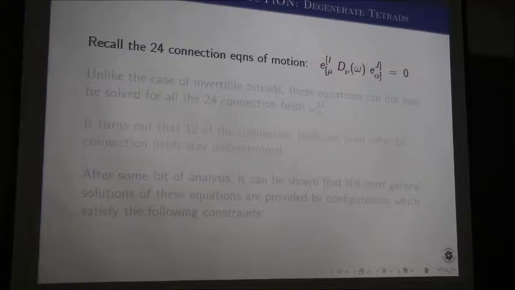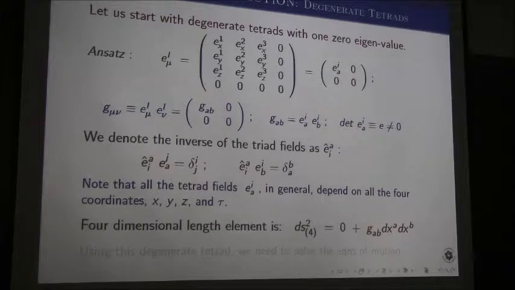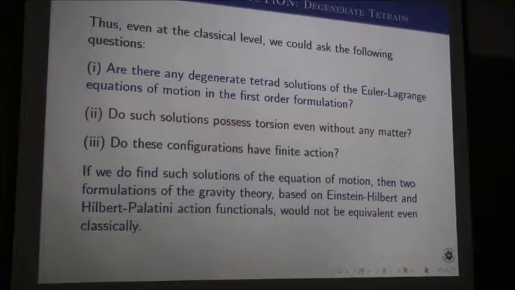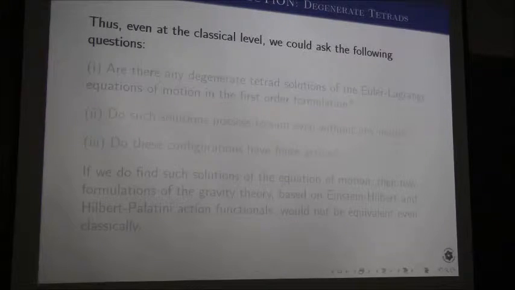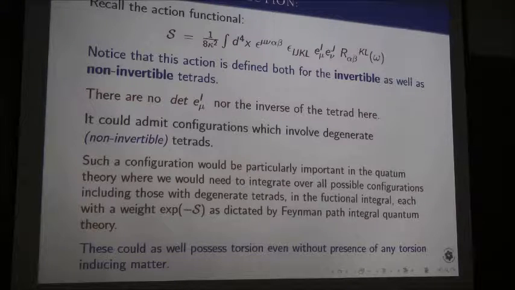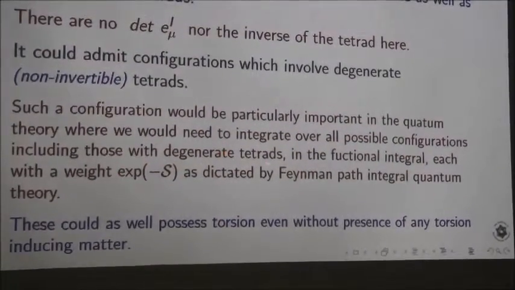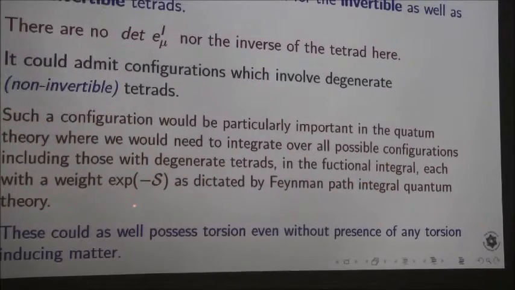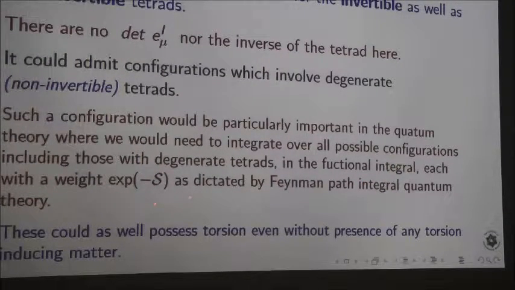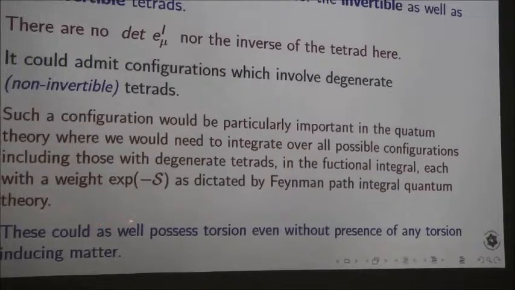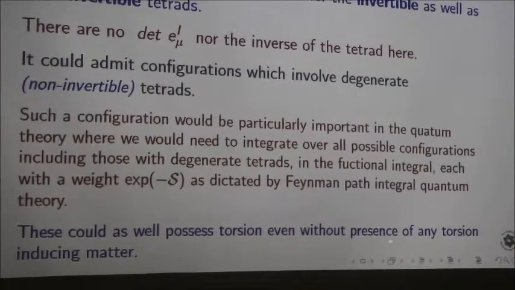So we were here, we have already gone ahead. Let me go back, where I was making a point that in quantum theory such configurations would be particularly important, where we would need to integrate over all possible configurations, including those with degenerate tetrads in the functional integral, each with a weight exponential of minus S for the action of that particular configuration, as dictated by Feynman's path integral quantum theory. Now these configurations, unlike the ones for invertible tetrads, could possess torsion even without the presence of any torsion-inducing matter.